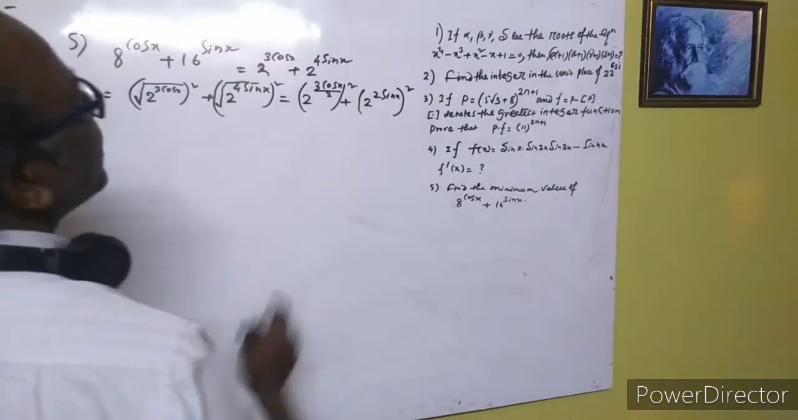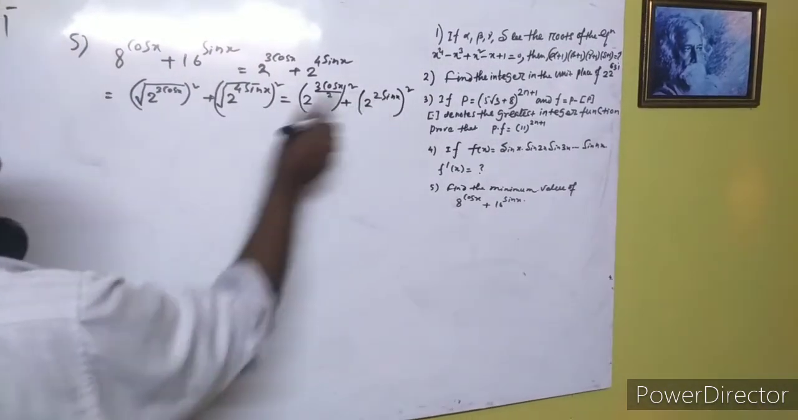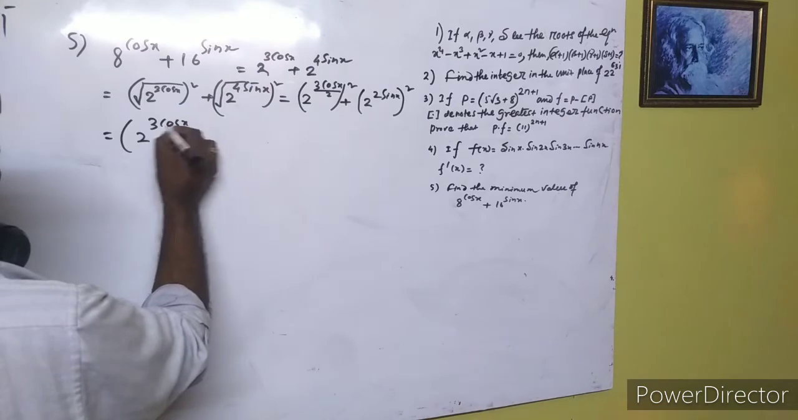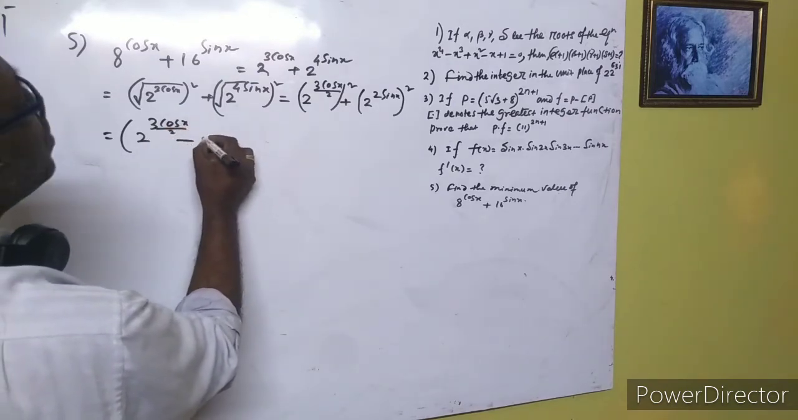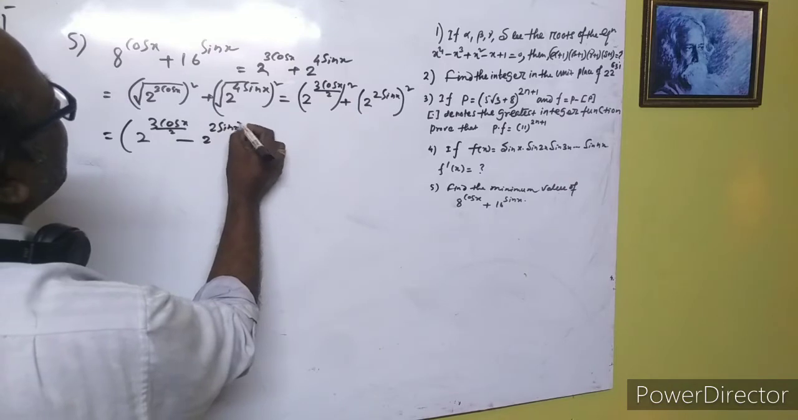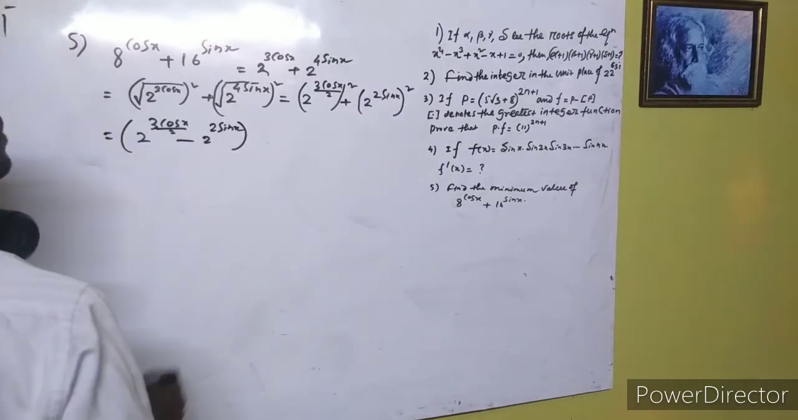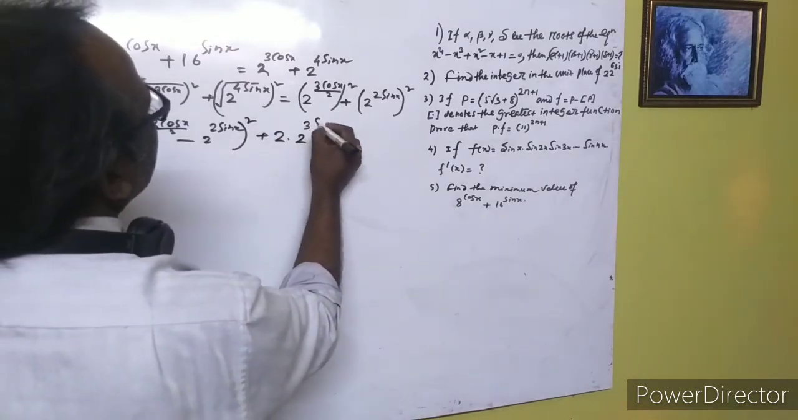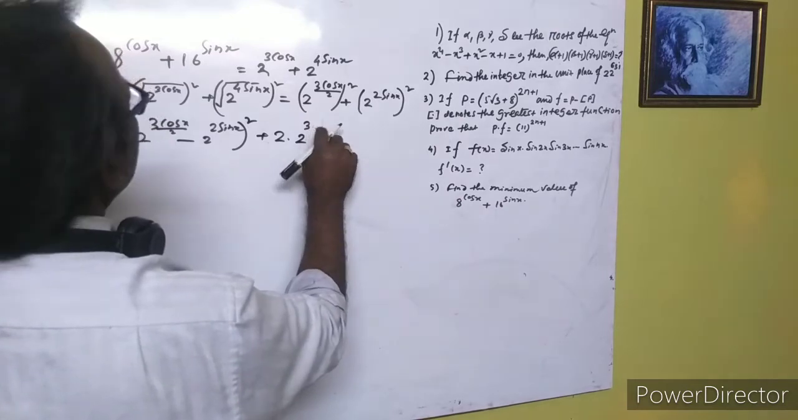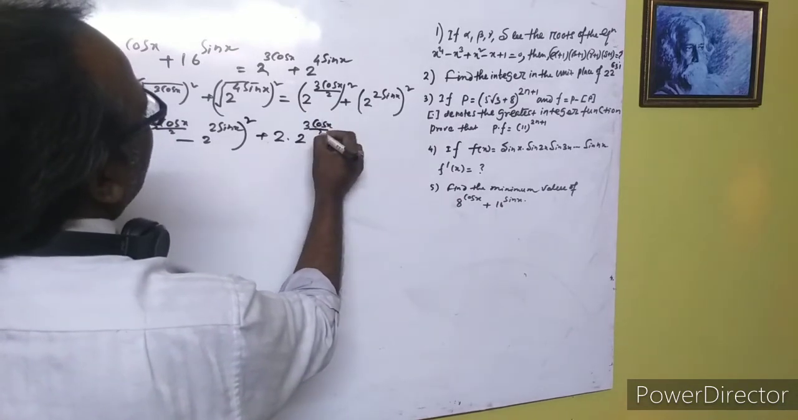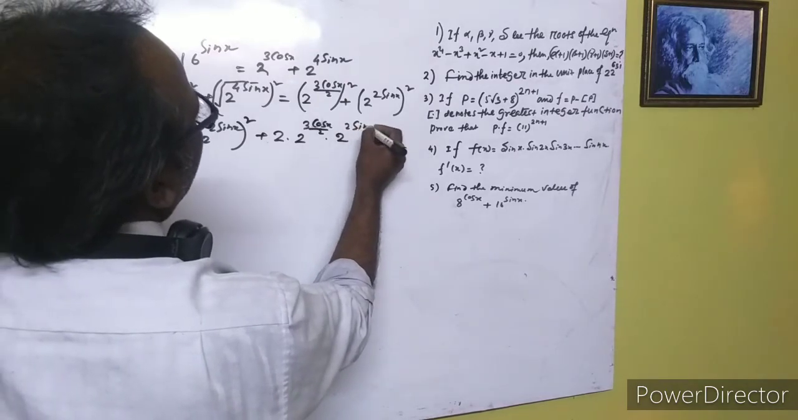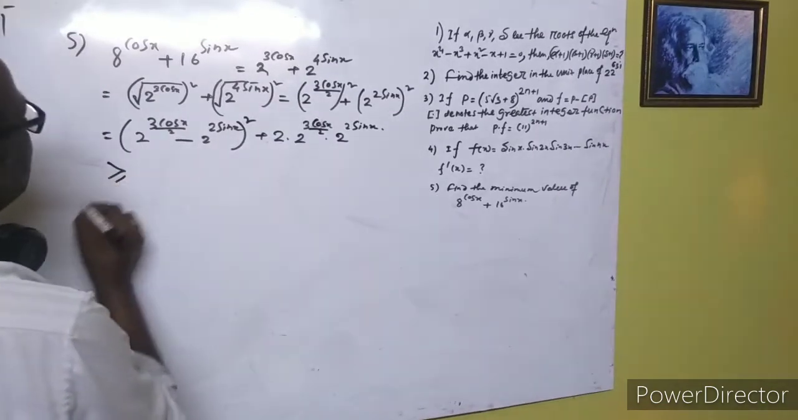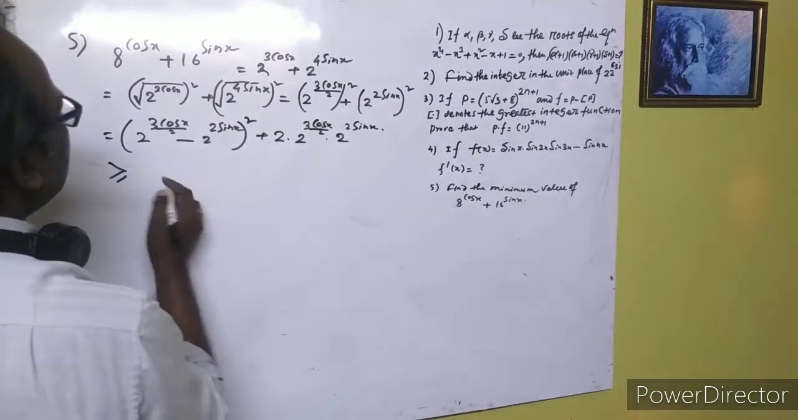And this can be written as a square plus b square, which is equal to (a minus b) whole square plus 2ab. Here 2ab is 2 into 2 to the power 3 cos x by 2 into 2 to the power 2 sin x. Since we have to find the minimum value and this is always positive, the expression is greater than or equal to this value.